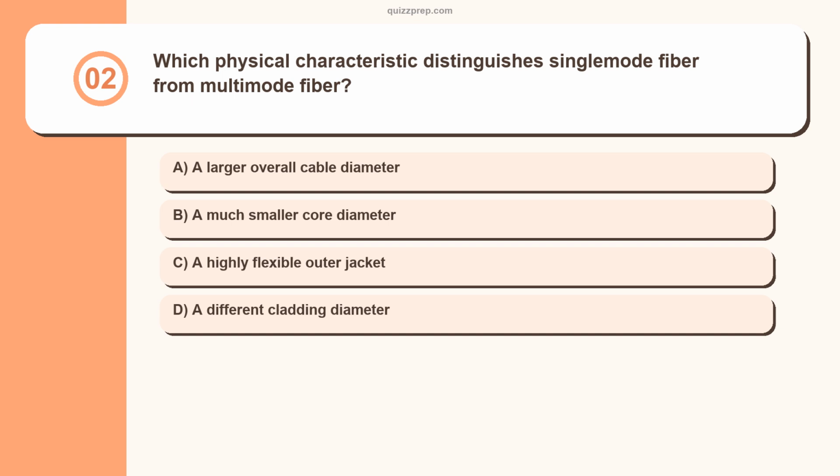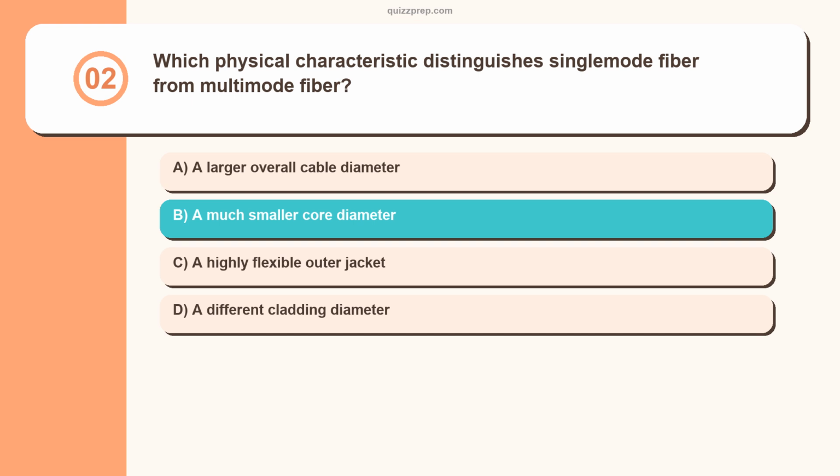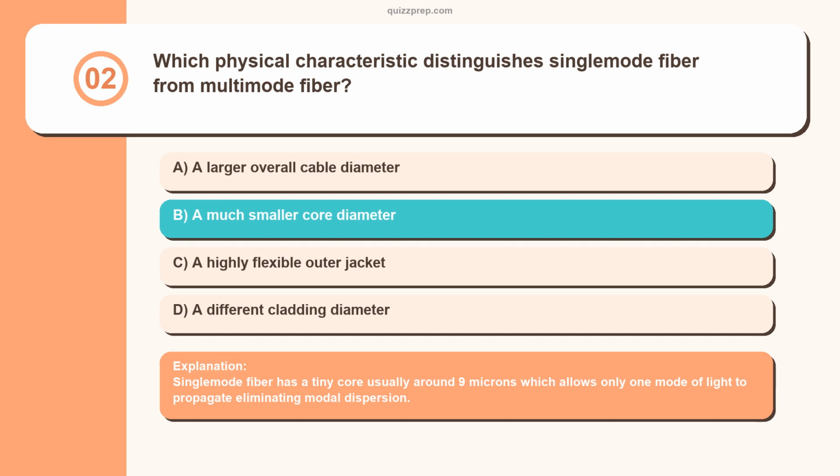Question 2. Which physical characteristic distinguishes single-mode fiber from multi-mode fiber? A larger overall cable diameter, a much smaller core diameter, a highly flexible outer jacket, a different cladding diameter. Single-mode fiber has a tiny core, usually around 9 microns, which allows only one mode of light to propagate, eliminating modal dispersion.